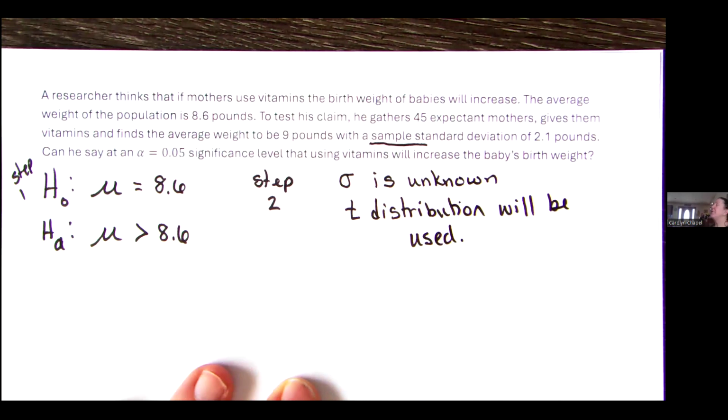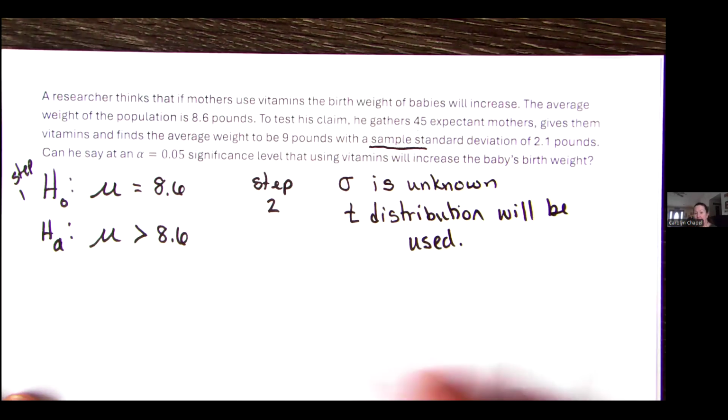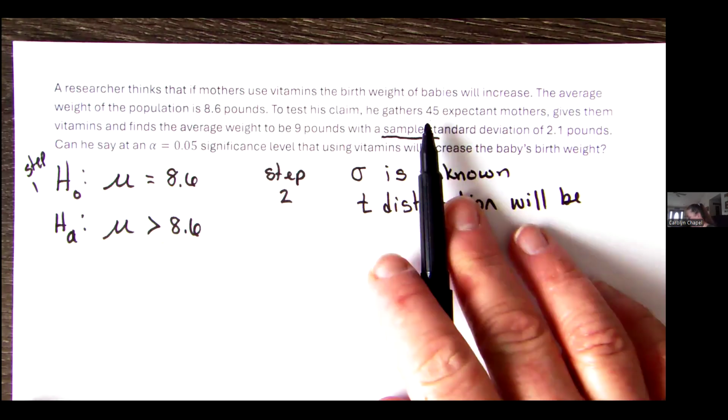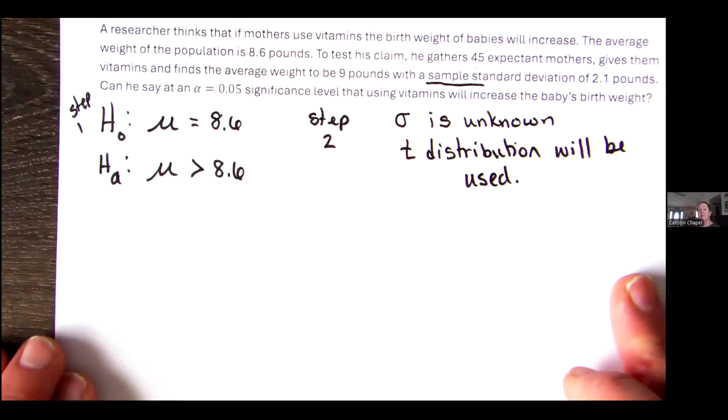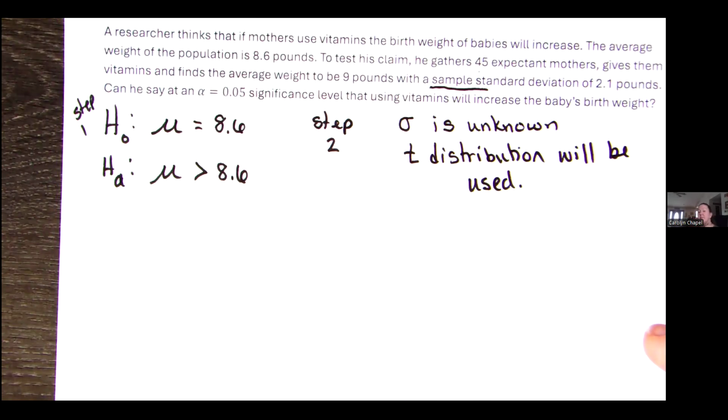You'll also remember that in the t distribution, we have a t curve for every single n value. So we don't necessarily have to have more than 30 in our sample, but we have 45. So we'll just make note that our sample size n is going to be that 45. Step 3 and step 4 are going to be done for me using my software.